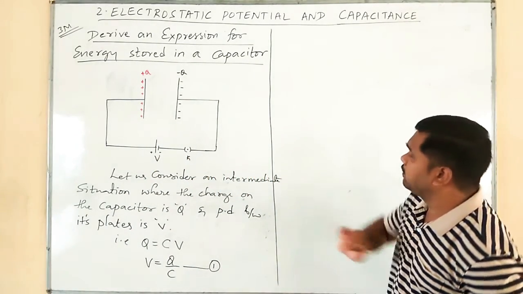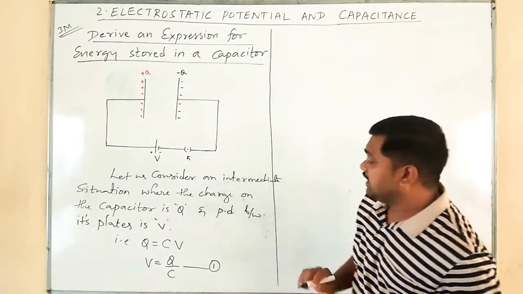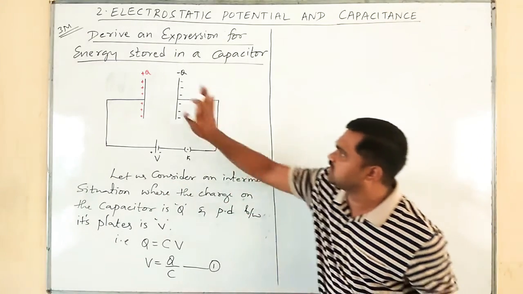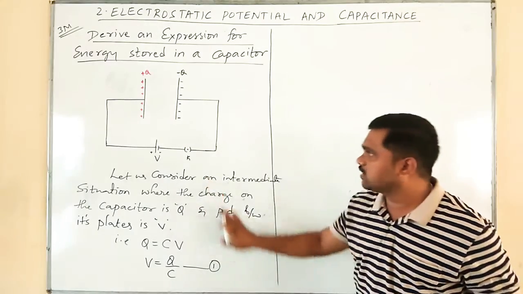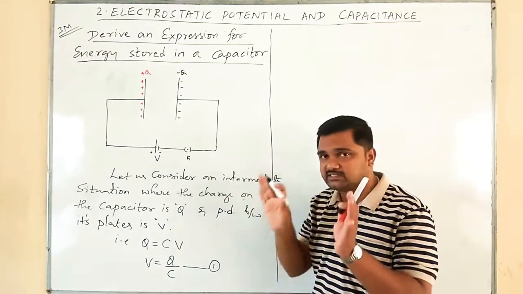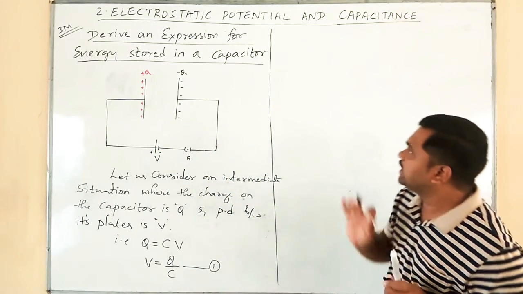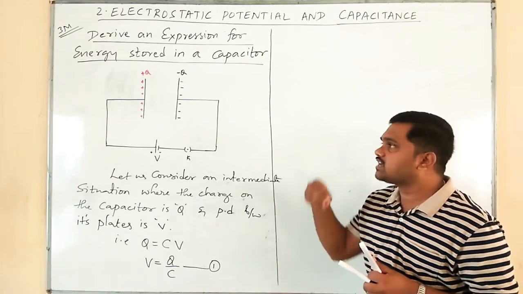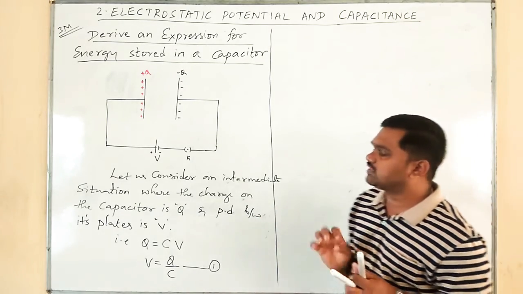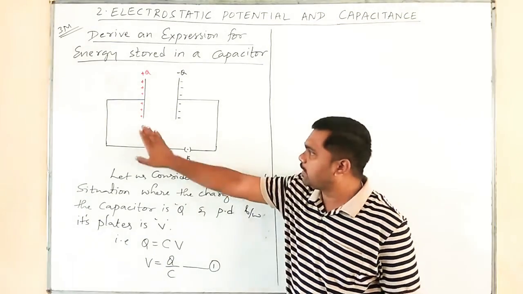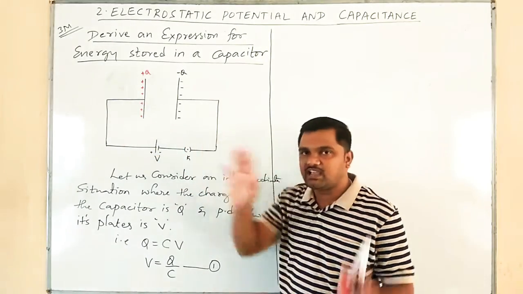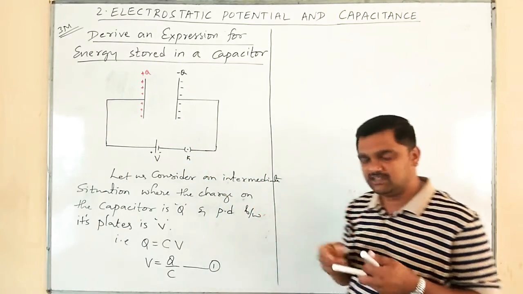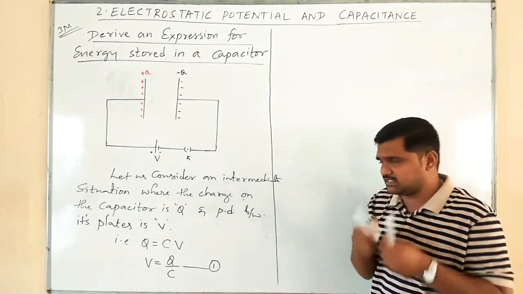Next, we have considered an intermediate situation where the charge on this capacitor is Q and the potential difference between its plates is V. Now, let us consider a small amount of work done in order to transfer a small charge from the battery to the capacitor, otherwise from one plate to the other plate by the induction method. You can consider it in either way.